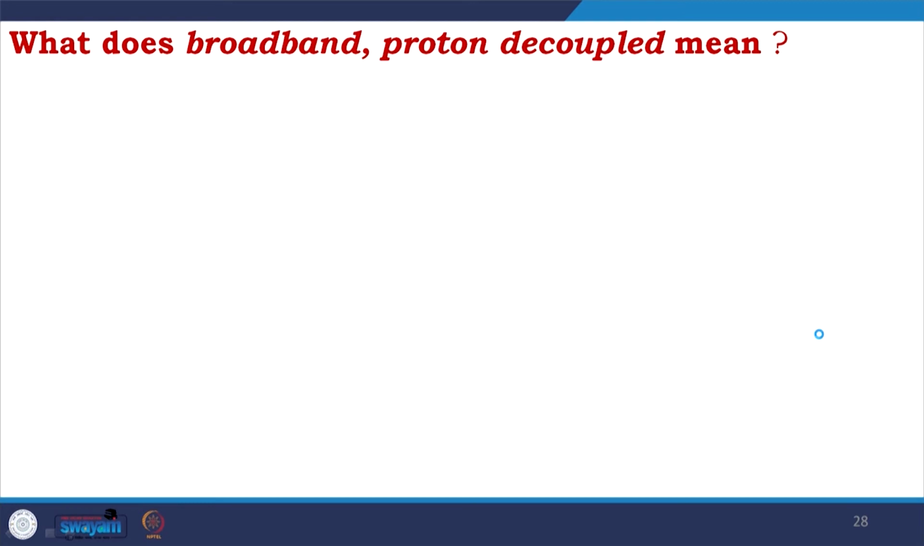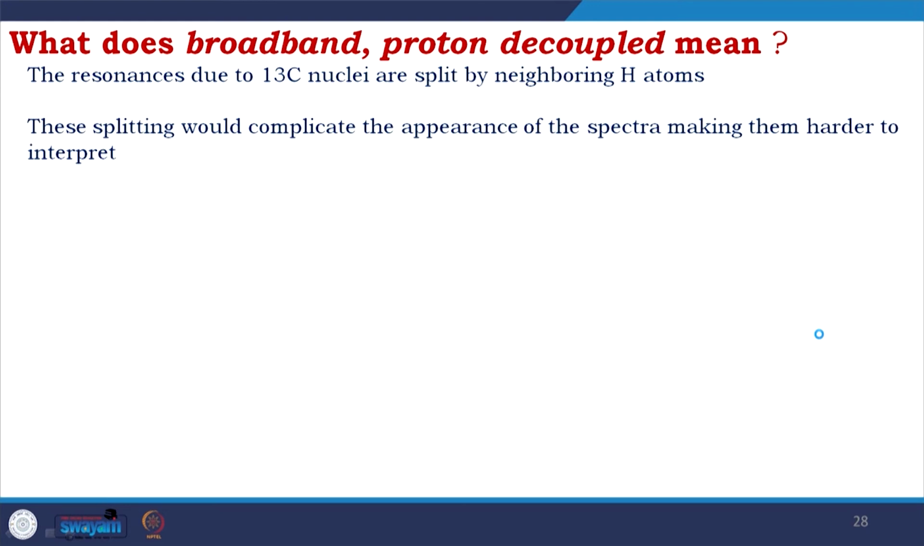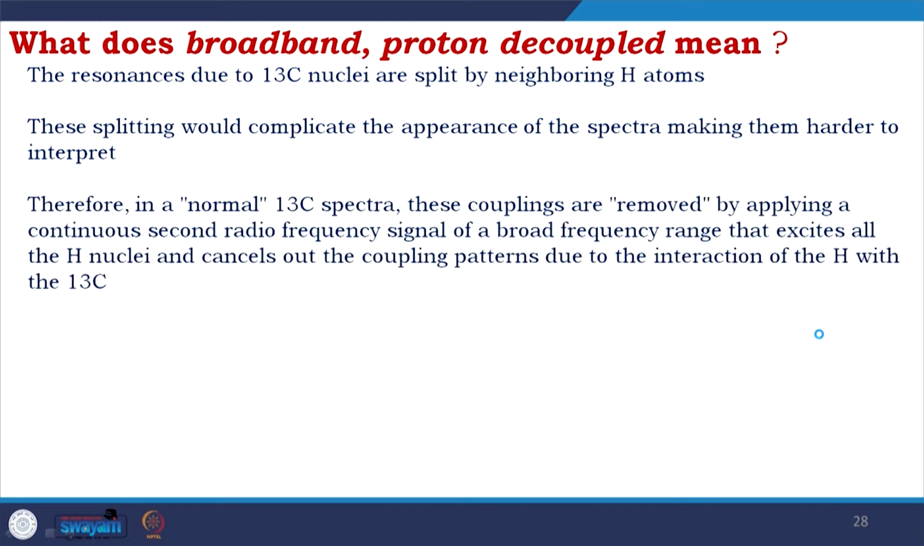What does broadband proton decoupled mean? The resonances due to 13C nuclei are split by neighboring hydrogen atoms. This splitting would complicate the appearance of the spectra, making them harder to interpret. Therefore, in a normal 13C spectrum, these couplings are removed by applying a continuous second radio frequency signal of a broad frequency range that excites all the proton nuclei and cancels out the coupling patterns due to the interaction of the proton with the 13C.